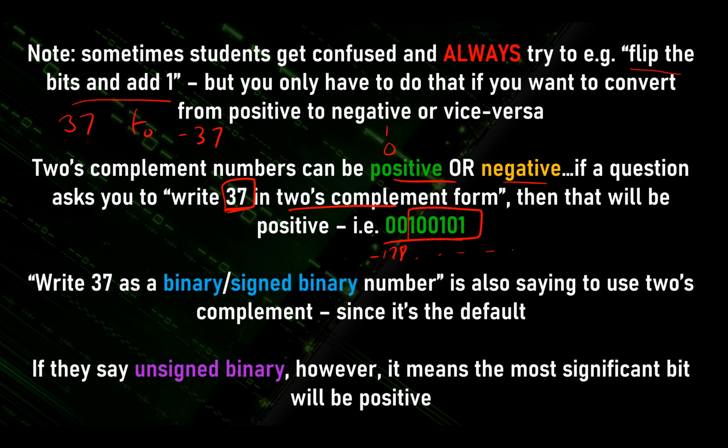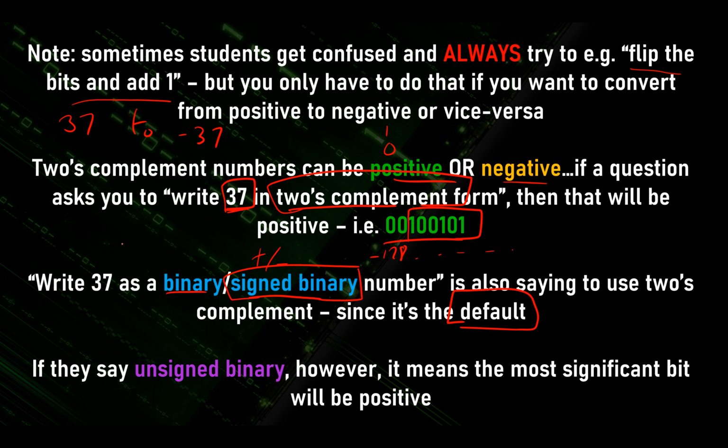Then it might also say write 37 as a binary or signed binary number. And actually this is just saying the same as 2's complement, because when we say signed, this means positive or negative. Since 2's complement is the default, when they just say write it in binary or write it in signed binary, what they're saying is just write it in 2's complement. Since this is what computers, phones and tablets all use.